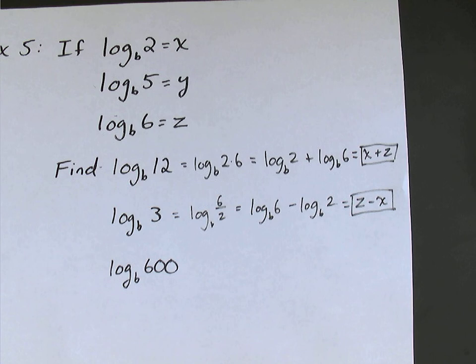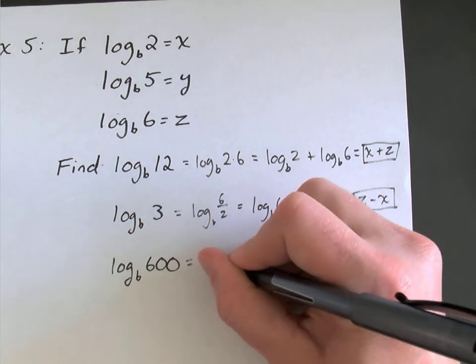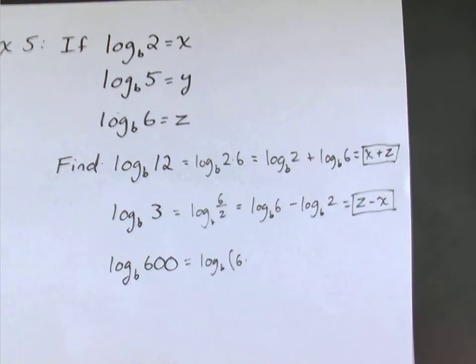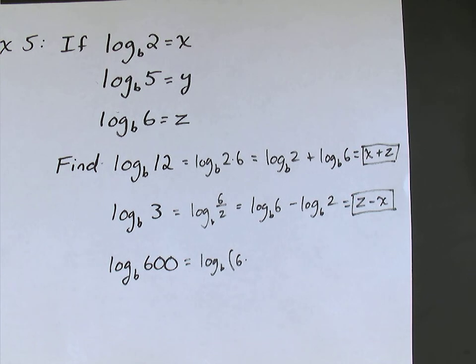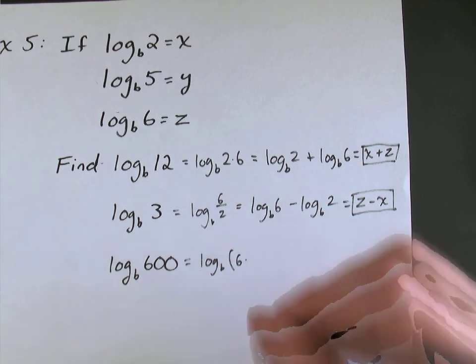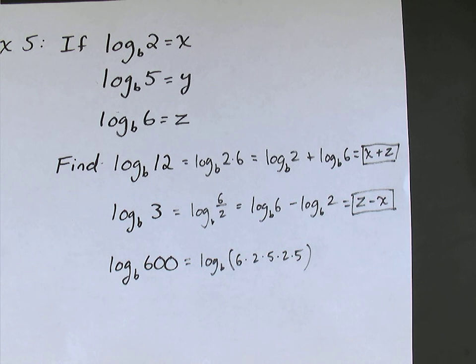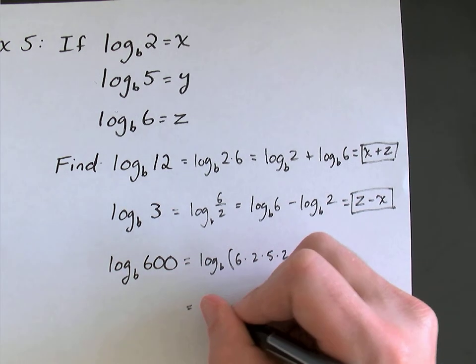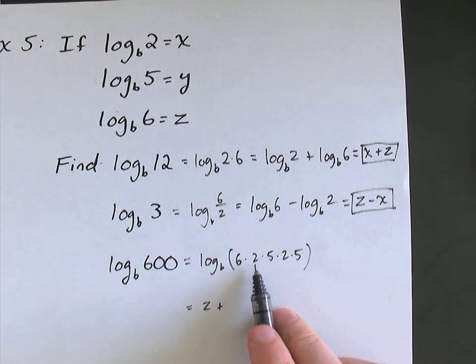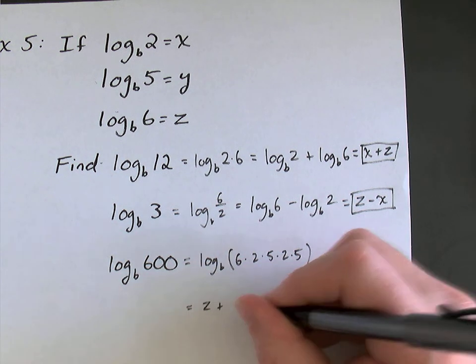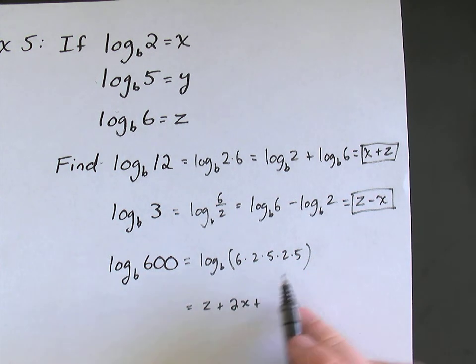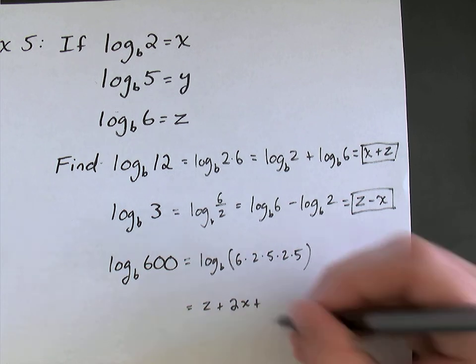What about 600? Yikes. So 600, that's 6 times 100. And 100 is 10 times 10. And 10 times 10 is 2 times 5 times 2 times 5. Okay, so I broke it down to 6's, 2's and 5's. And we know that the log of a whole bunch of products is going to be the sum of a whole bunch of logs. So I'll have a 6 that's equal to z. I'll have a log of 2 and another log of 2. Those are each x's, so 2x. And then I'll have a log of 5 and another log of 5 added together, so 2y.